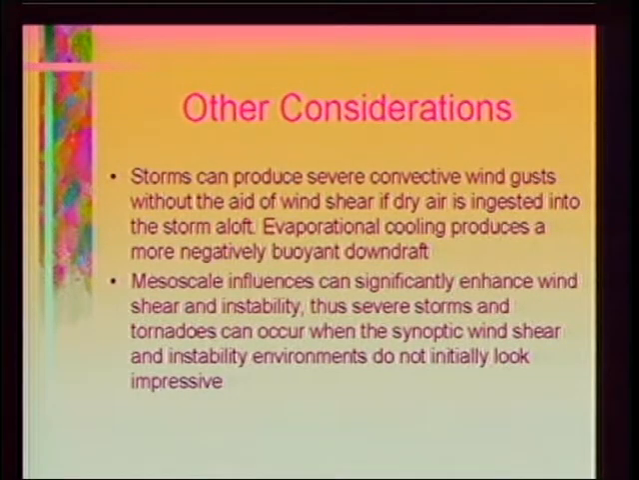Some other considerations. Storms can produce severe convective wind gusts without the aid of wind shear if dry air is ingested into the storm aloft. Evaporation cooling produces a more negatively buoyant downdraft. Mesoscale influence can significantly enhance wind shear and instability. Thus, severe storms and tornadoes occur when the synoptic wind shear and instability environments do not initially look impressive.